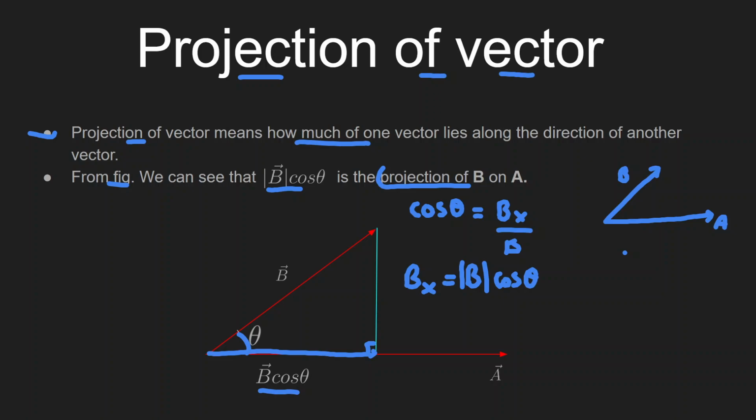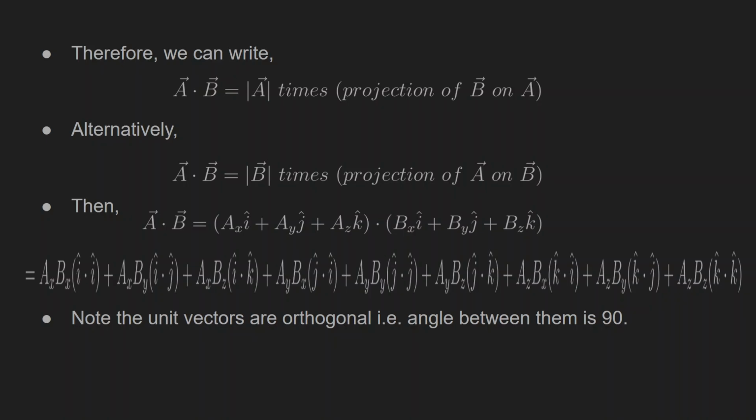So how much is this B along this vector A? Even if this is my vector B and this is my vector A, this will be A cosine of theta, which means the projection of A on B. So now A is getting projected on B. So we can use this.